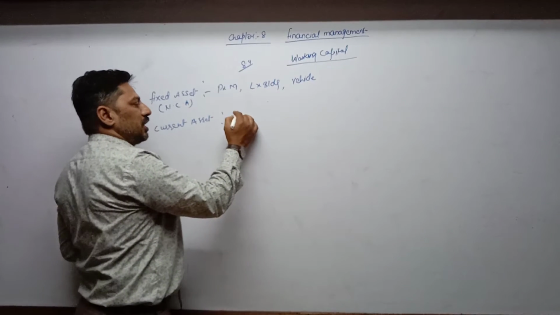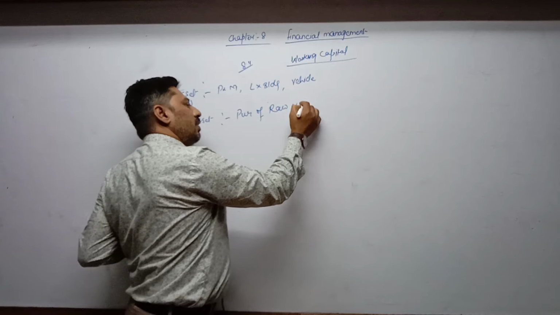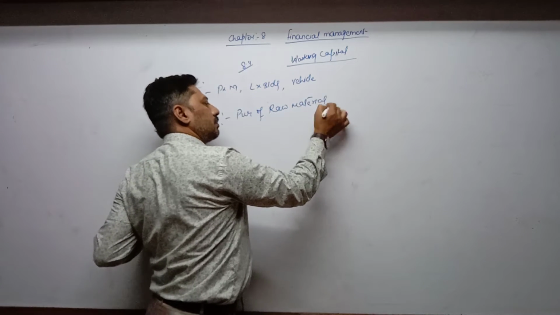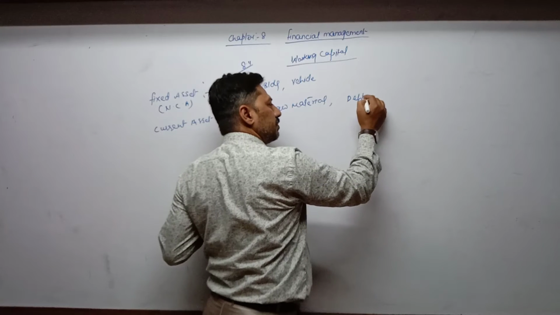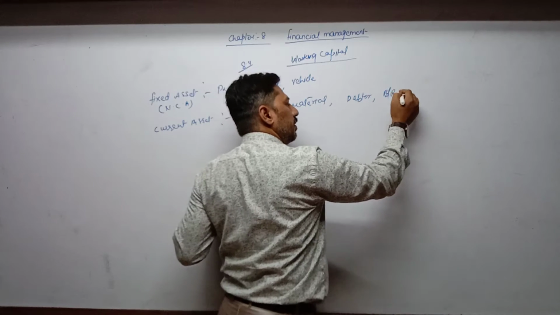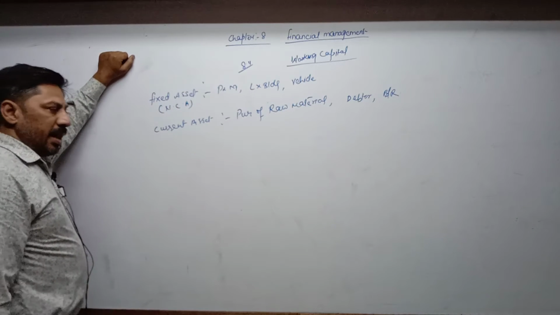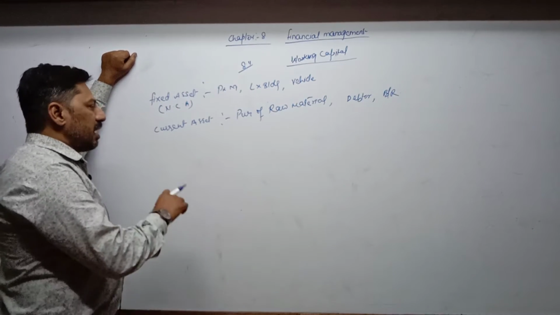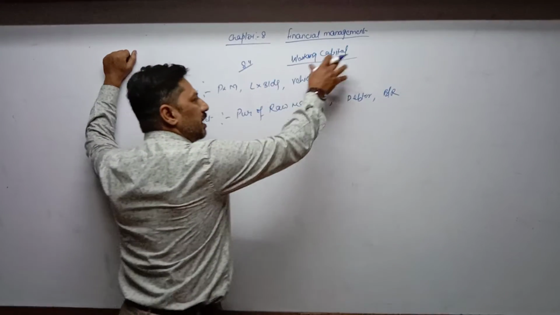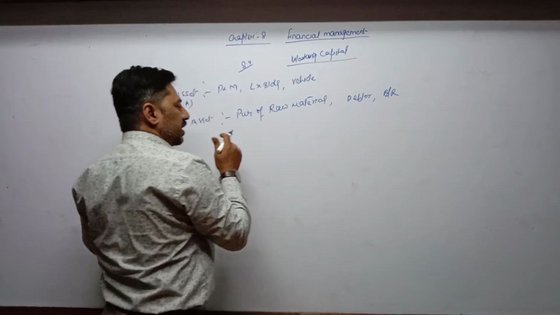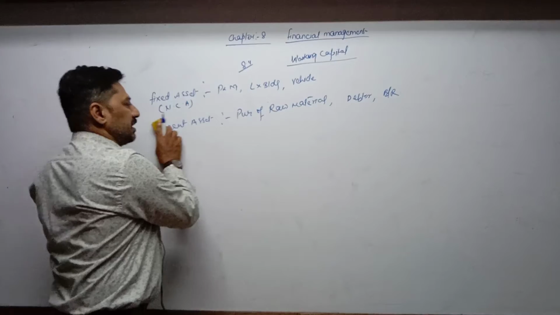like purchase of raw material. Then they need to sell goods on credit, means debtors, bills receivable. These are all current assets. So the part of arranged money which is invested on current assets is called working capital. Means working capital is used in order to pay day-to-day expenses.